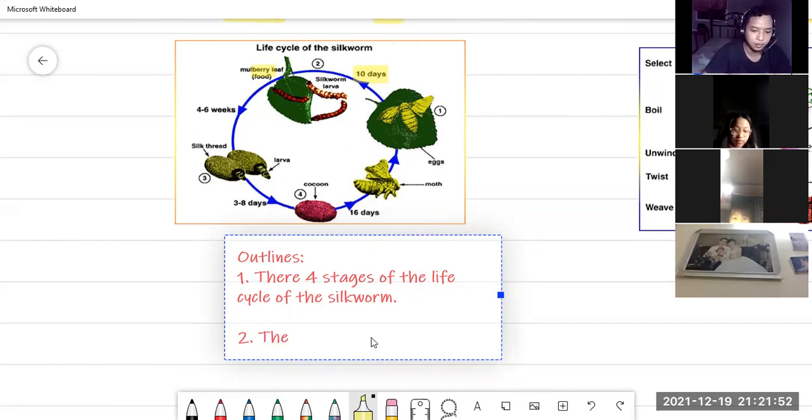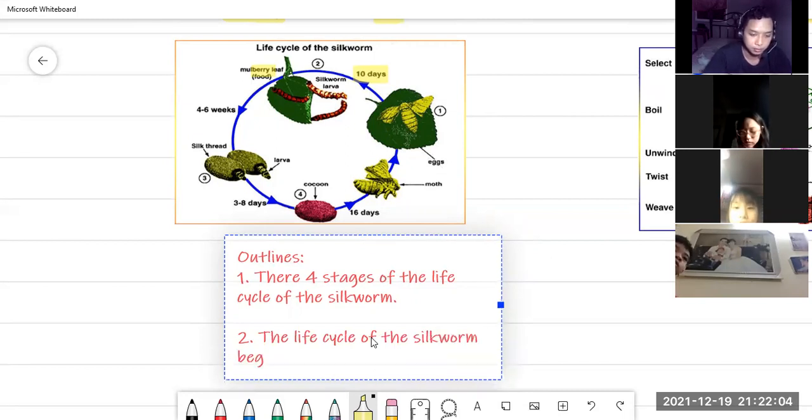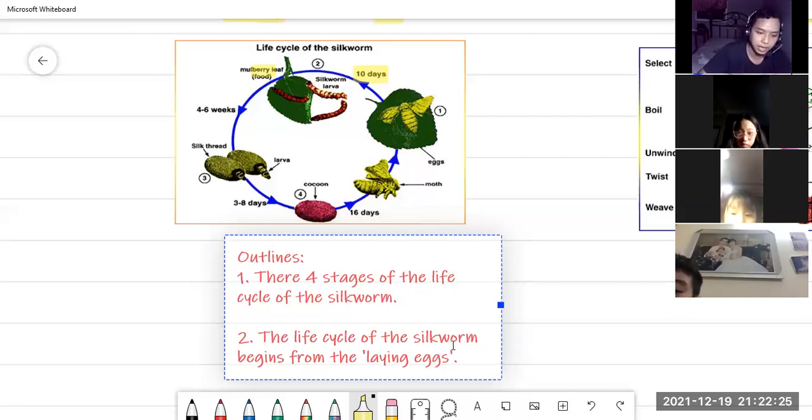The life cycle of the silkworm begins from where? From the eggs. We can say from the laying eggs. Okay, the life cycle of the silkworm begins from the laying eggs.